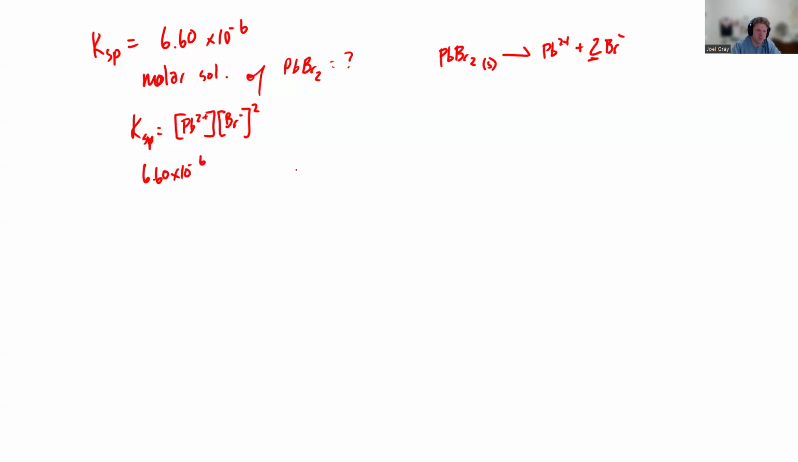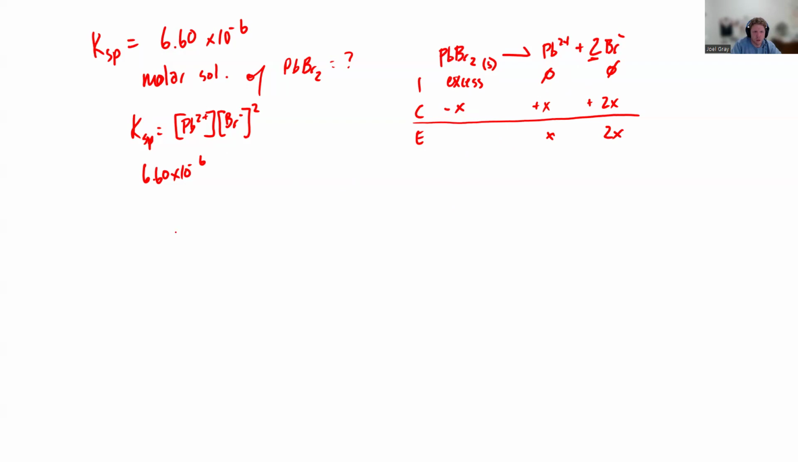But what we need to do is come up with an ICE table. We have an excess of the solid, and that solid is going to be minus X. We do not count the amount of our solid at equilibrium, but what we can say is our initial concentration of Pb and Br is 0 and 0. This is going to be plus X, and this is going to be plus 2X. And so that's going to give us X and 2X at equilibrium.